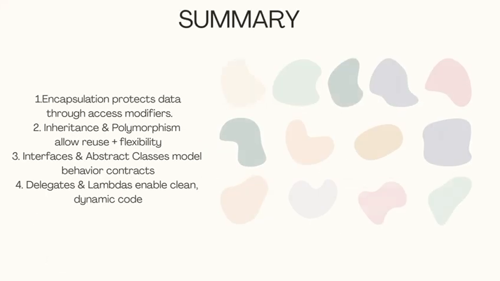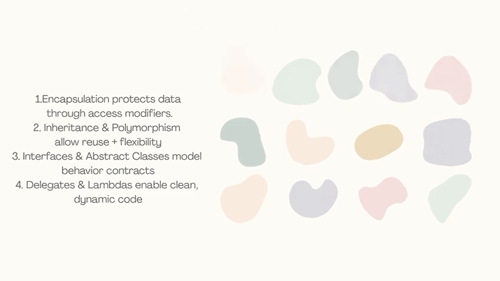To wrap up, we covered core OOP principles like encapsulation, inheritance, polymorphism, and good design. We also explored powerful C# features like delegates, lambdas, and interfaces.